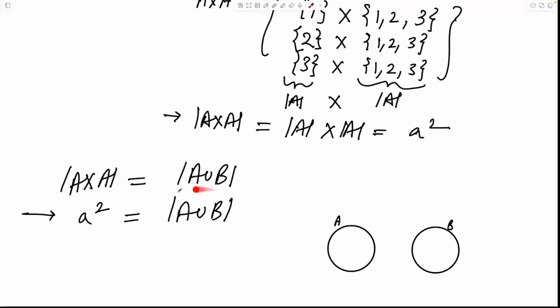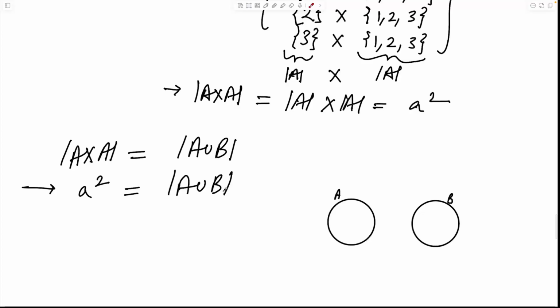The right hand side, A union B whole mod, is still left, right? So what can be the size of this? What is the minimum size that is possible? The minimum size that is possible would be given if both of them are overlapped completely. In that situation, the size would be minimum. And what would be the size? The size would be A, because the sizes of A and B are equal, and that is represented by A, right? So the size would be equal to A.